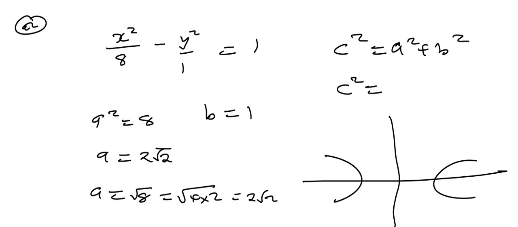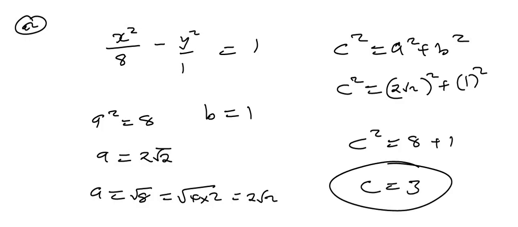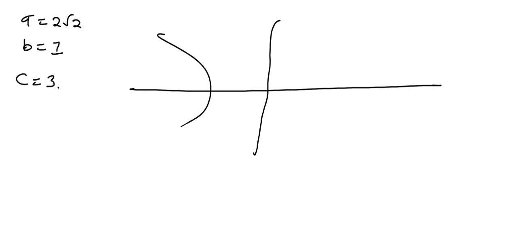According to that, we're going to place in our 2 root 2, a squared plus b, which is 1 squared. We're trying to find our c. So our c squared is equal to 8 plus 1, that's going to be 9, so c is equal to 3, right? If c is equal to 3, we can go straight ahead. A is 2 root 2, b is 1, c is 3. So we can sketch it. We have this.